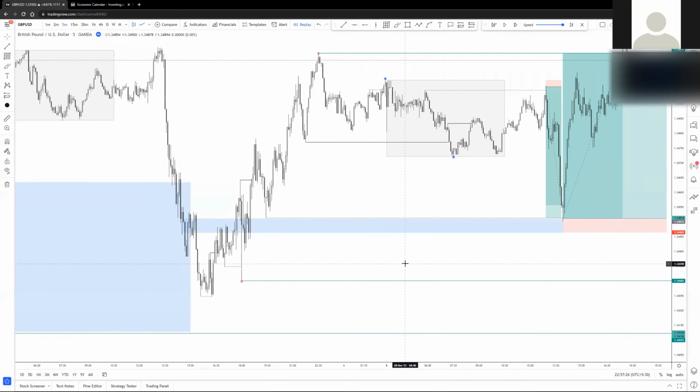I would have seen maybe this as a possible inducement, and maybe trying to fill this area. Can you see a drawing right there? Yeah, I can see it. Let me erase it. I would have seen this as a little inducement, and maybe any of these areas right here trying to get filled.